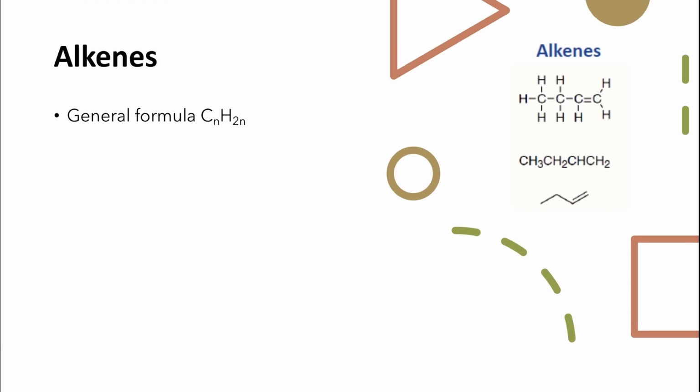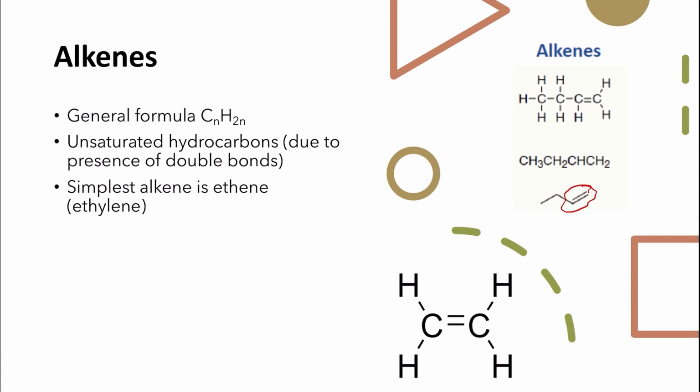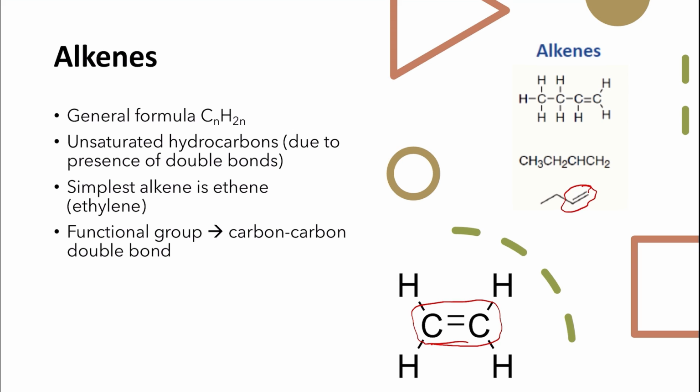Alkenes are the second homologous series you need to learn about, and alkenes are unsaturated hydrocarbons. They have the general formula CnH2n, and they are unsaturated because of the presence of the double bond between two carbon atoms. The simplest alkene is ethene, or ethylene, which has only two carbon atoms and a double bond between the two carbon atoms. The functional group for the alkene is the carbon-carbon double bond.